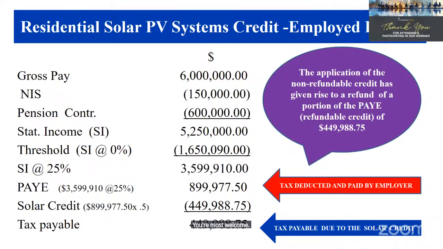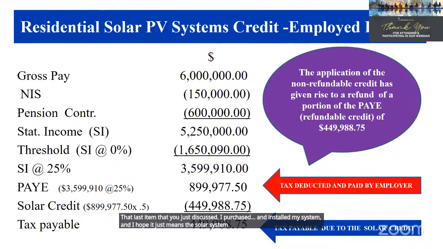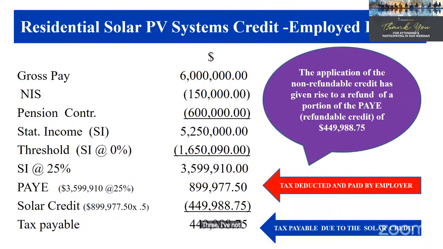We'll take the last question. Sharon Lewis. Okay, I'm Sharon Lewis. So it's about that eligibility, that last item that you just discussed. I purchased and installed my system, and I hope it just means the solar system. That solar with a PV thing at the end, I'm not sure. It doesn't matter, right? So my solar system, which I have installed from November 2023, I've not applied for the two things that you said we need to have.